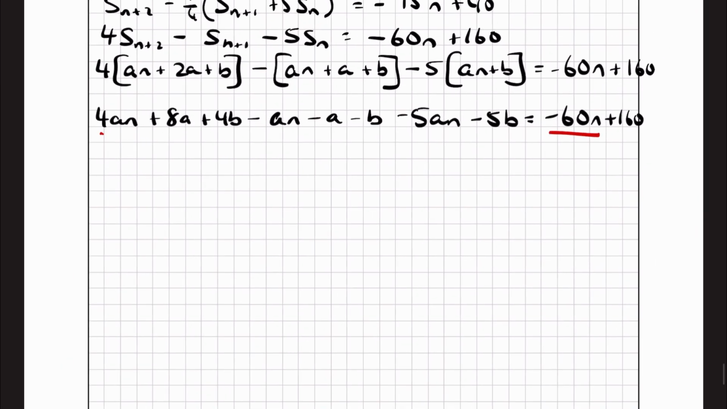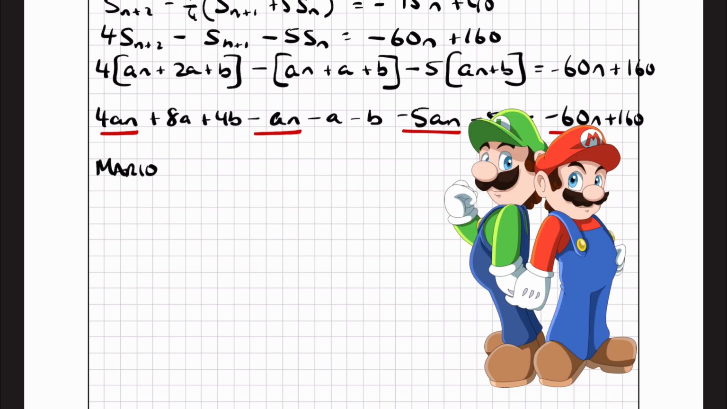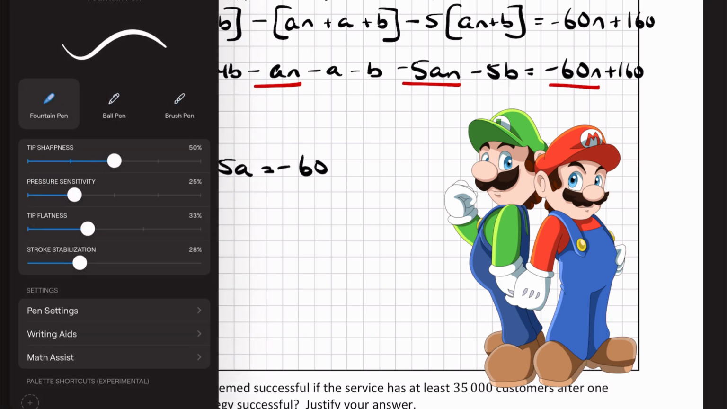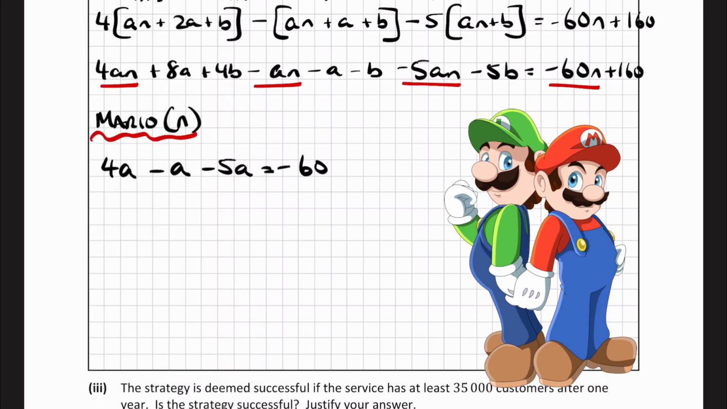I'll underline in red anything with an n. I'm going to let the left hand side equal the right hand side, but I'm just going to take out anything. So I like to use Mario and Luigi. Mario collects the n's, so he's going to say 4a here, minus a, minus 5a should all equal minus 60. I've just removed all the n's there, but he's collecting the n's on the left and right. Simplifying that down, 4a minus a is 3a, minus 5a is minus 2a equals minus 60. That makes it a equals 30.